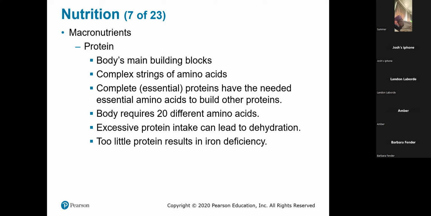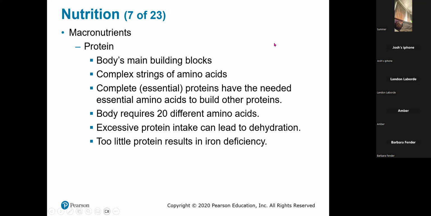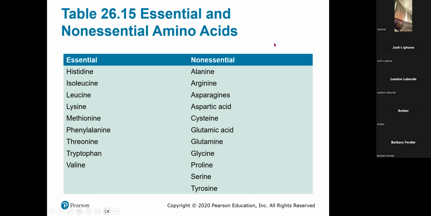Excessive protein intake can actually lead to dehydration, so in moderation. Too little protein, however, can result in an iron deficiency. So it's a nice middle road that you need to find with those proteins. And there's the table I was referring to. And again, I can't get that bar to move for me to be able to see what the table number is. Oops. Those are your non-essential amino acids and your essential amino acids.